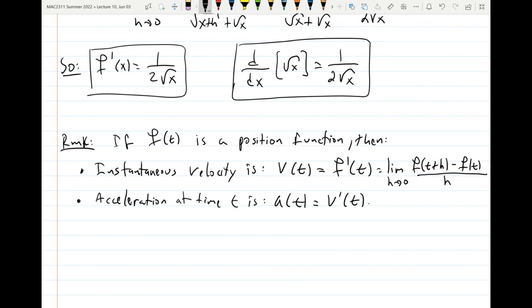So if you want to find the acceleration of a particle, you first find the velocity. If you know the position function, find the velocity by taking the derivative of the position, and then you take the derivative of the velocity to figure out the acceleration, okay? So keep that in mind, because this may show up in the homework, or it will show up in the homework. Okay, I'm gonna stop now.